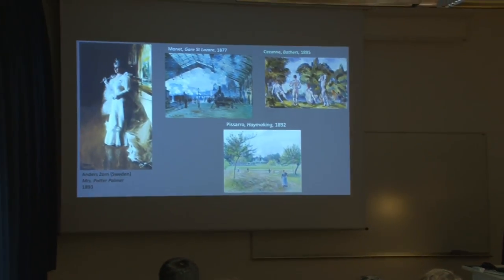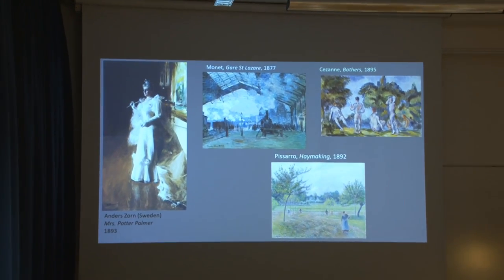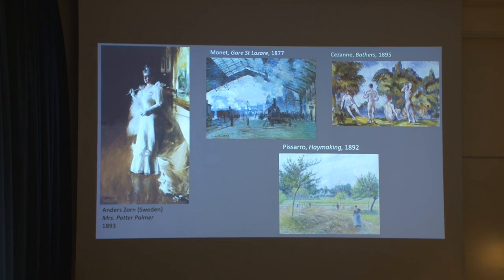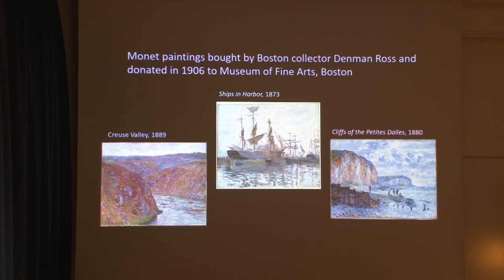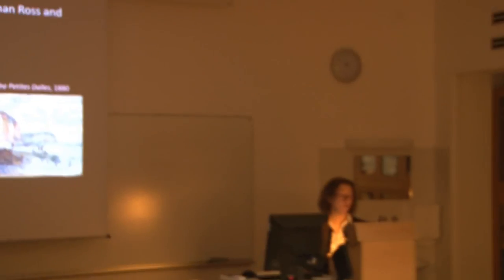Another important opportunity to buy modern art in America occurred at the World's Columbian Exhibition in Chicago in 1893. The businesswoman and philanthropist Bertha Potter Palmer is, for instance, largely responsible for the magnificent collection of Impressionist and Post-Impressionist painting at the Art Institute of Chicago, which she began acquiring in 1893 at the Columbian Exhibition. And here you see several works by Claude Monet, purchased by the Boston collector Denman Ross and donated to the Museum of Fine Arts in Boston in 1906, which started the first public collection of modern art in Boston. So there was actually a lot of anti-academic modern European art coming to America before 1900.